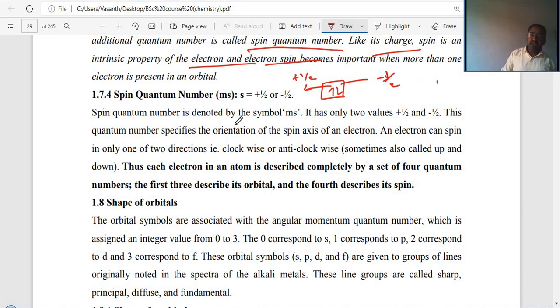The spin quantum number denotes the symbols. It has 2 values, plus half and minus half. This quantum number specifies the orientation of the spin axis of an electron. An electron can spin in only 2 directions, that is clockwise and anti-clockwise.